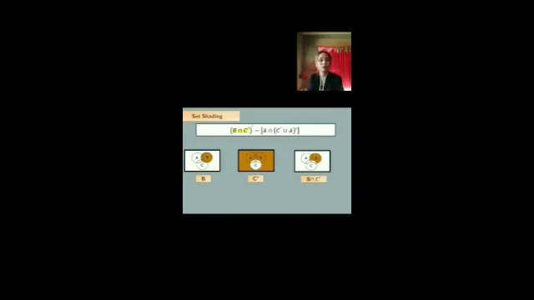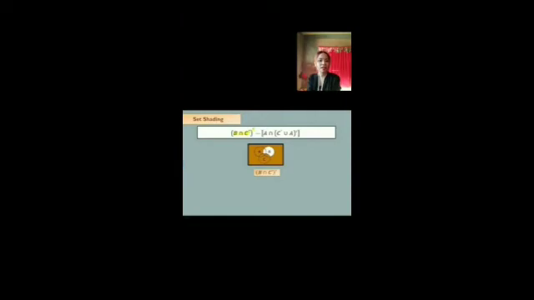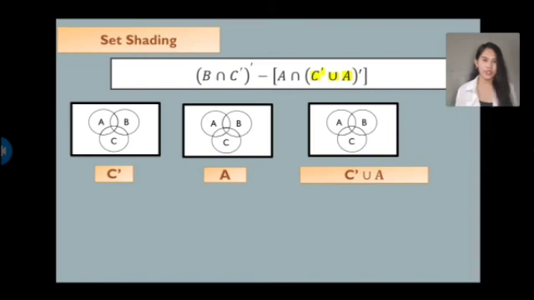So when we find the complement of B intersect C complement, we will look at the B, the C complement, and the B intersect C complement, so that we will get the answer of complement of B intersect C complement. And that would be all. Thank you. Next would be finding the shaded regions in A intersection complement of C complement union of A.